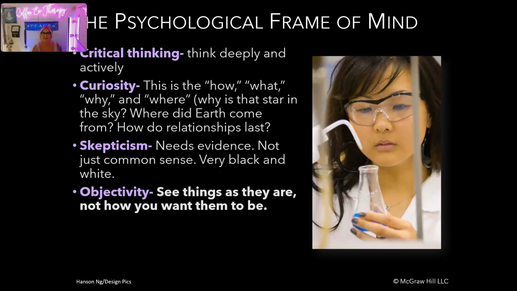All right, so when we look at the psychological frame of mind, because psychology is a science, we have to look at it through a separate lens. So we think critically, right? You have to be a critical thinker. So you think deeply and actively. You have to have a curious brain. This is the how, what, why, and where. And the why is that star in the sky. So when I'm teaching about psychology, why is used a lot. When I'm teaching about therapy, we leave the why out. I'll get to that later.